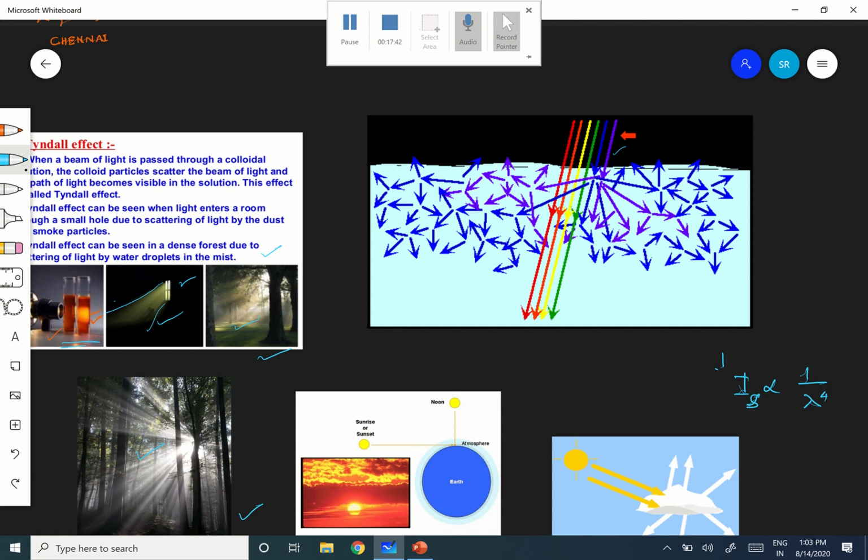So if you see from here, from the surface of the earth, it appears blue in color. It is not appearing violet or indigo. Why? Because the sun sends less violet color, but it sends more of what is that? Blue color. That is reason number one why it is blue in color.